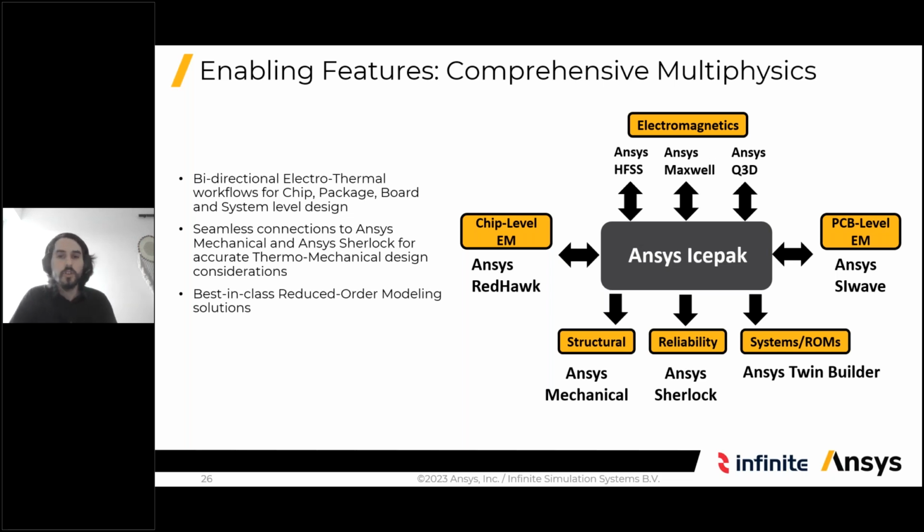IcePack has coupling towards the finite element methods tool, electromagnetic tools, and CFD tools, and eventually passes results to the system-level connections for system response. There is a comprehensive multi-physics analysis between all of these tools that works seamlessly.